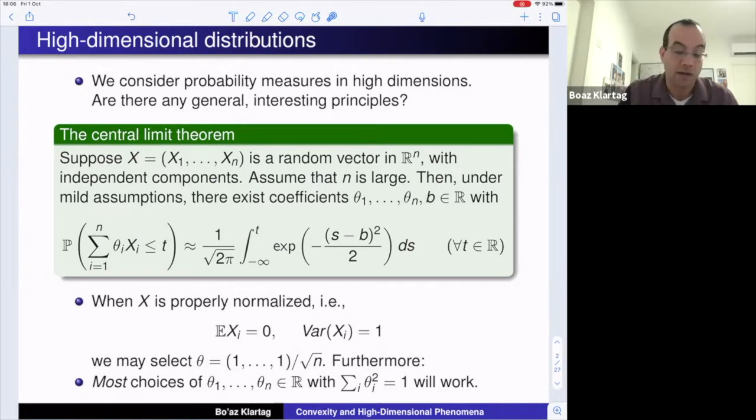There is another way to look at this, a more geometric point of view on the central limit theorem.